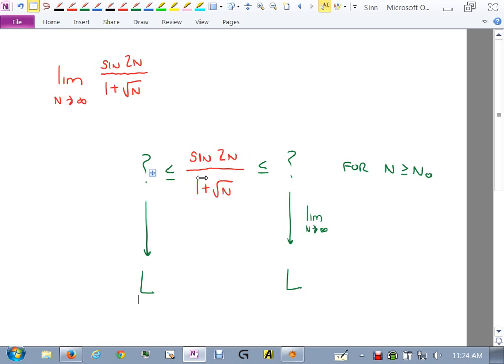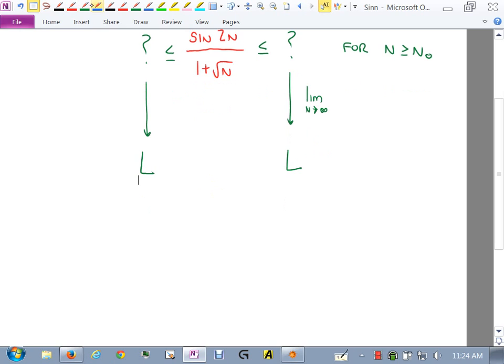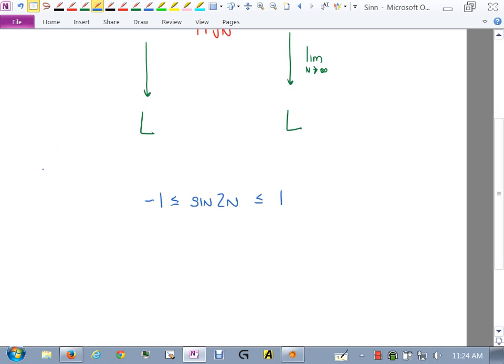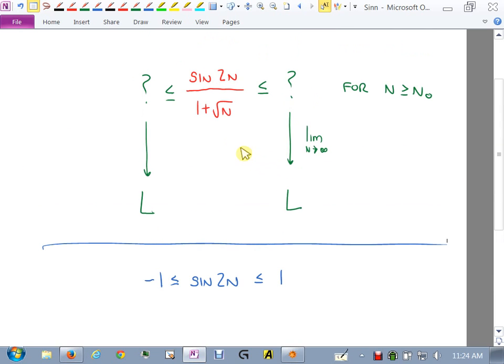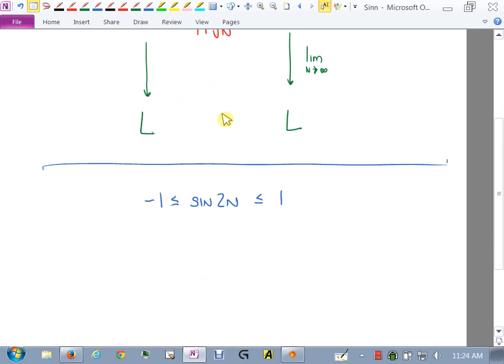Okay, so watch me do it. I'm going to start with sine of 2n. I know that for sure is between -1 and 1. Do you agree with that? That is a guarantee because of the definition of sine. It's always between -1 and 1. Now, what did I need to have in the middle? This over 1 plus root n. So how about I divide this by 1 plus root n? If I do that here, I have to do it to every one of these, right?